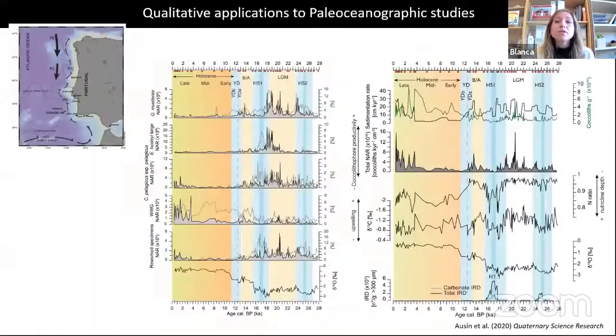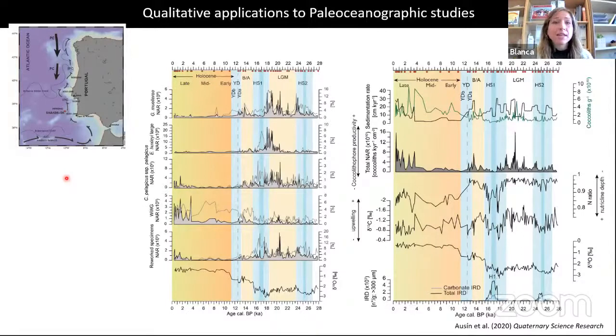So here we used over 200 samples from core SHAK 06-5K, located at the classic Shackleton site in the southwest Iberian margin. It's marked here by this little tiny red star. Apologies for that. And it is densely dated. You can see here all the radiocarbon dates that we produced for this age model that covers the last 28 kiloyears.